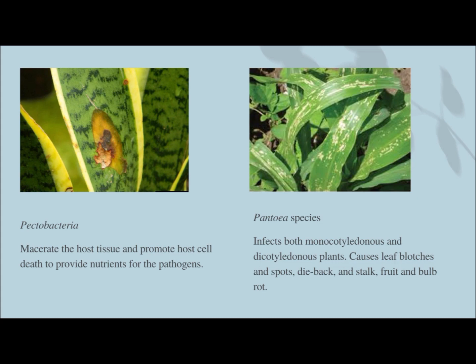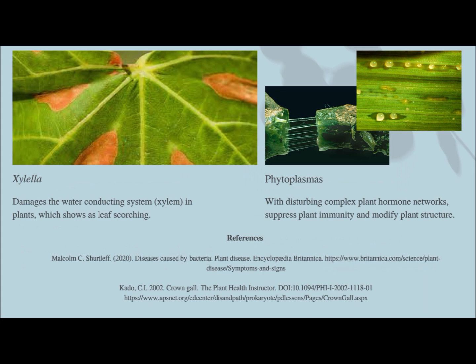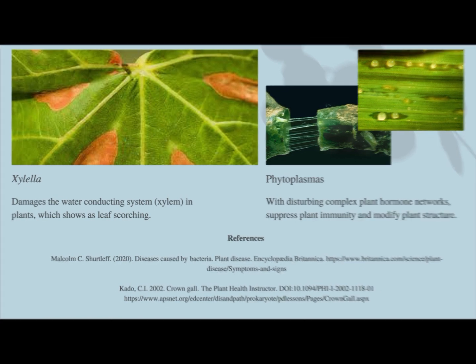Pantoea ananatis infects both monocotyledonous and dicotyledonous plants. Symptoms are diverse depending on the host infected and include leaf blotches and spots, dieback, and stalk, fruit and bark rot. Xylella kills plants by damaging the water conducting system in plants, which shows as leaf scorching. Phytoplasma, by disturbing complex plant hormone networks, suppress plant immunity and modify plant structure while optimizing their nutrient acquisition and facilitating their colonization of the plants.